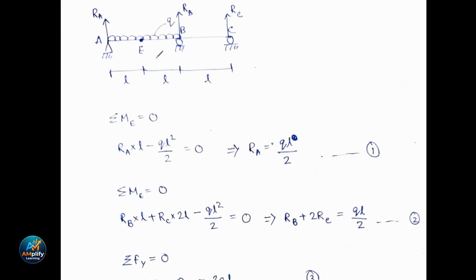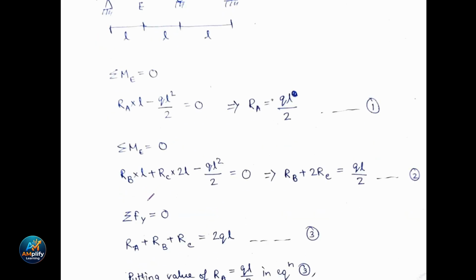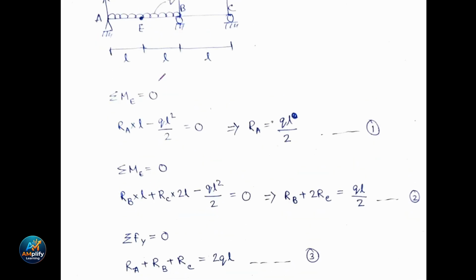Okay. Now from the right side of the hinge, summation M equal to 0, we get RB into L plus RC into 2L minus QL square by 2 equal to 0. From that we get RB plus 2RC equal to QL by 2, this equation.